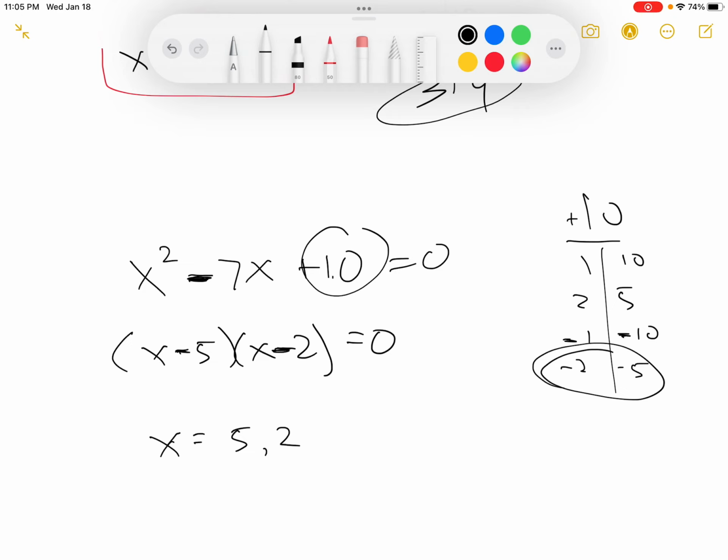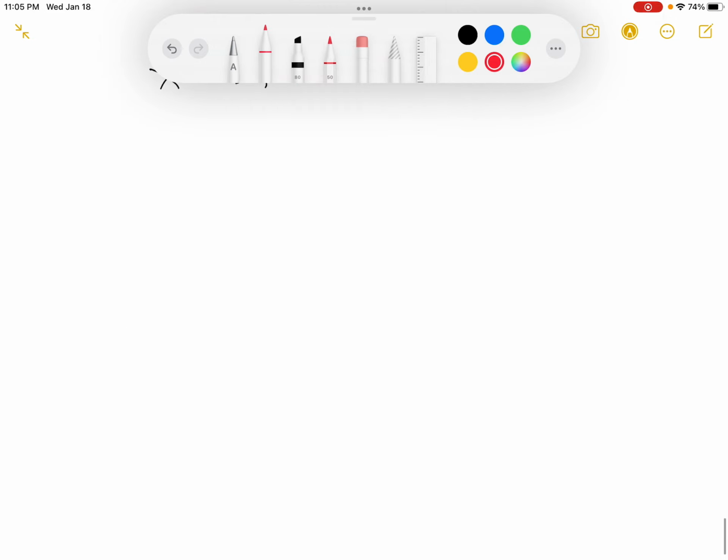Why 5? Because if I replace that letter x with the number 5, 5 minus 5 is 0, 2 minus 2 is 0, and so those are the numbers that make zeros there. Okay, let's do one more with a little bit of extra work here.